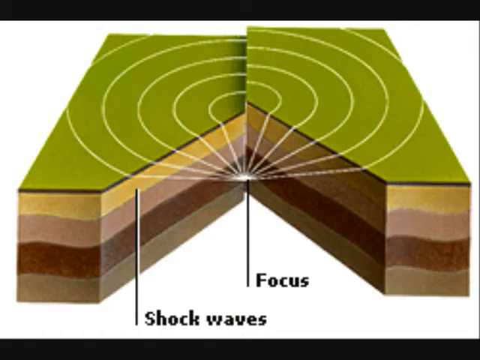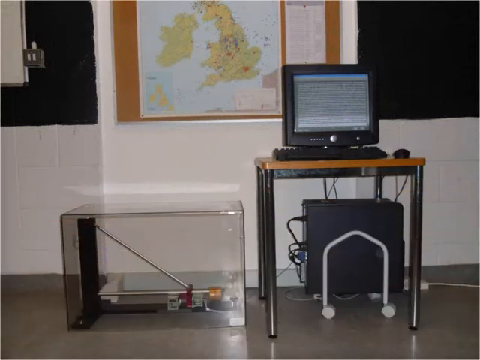When the rocks break, shock waves or seismic waves travel like ripples from the focus, or the start of the earthquake. Some waves travel through the body of the Earth and some along the surface. These travel at different speeds. When these reach a seismometer, a signal is picked up on the computer, and the arrival times of these waves are used to calculate the distance from the earthquake.